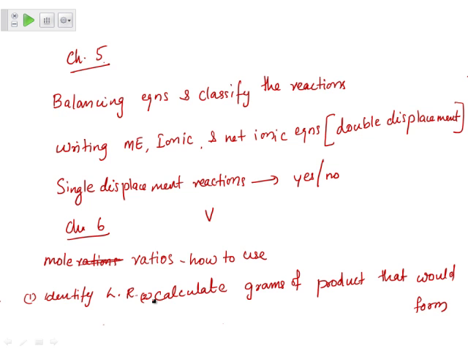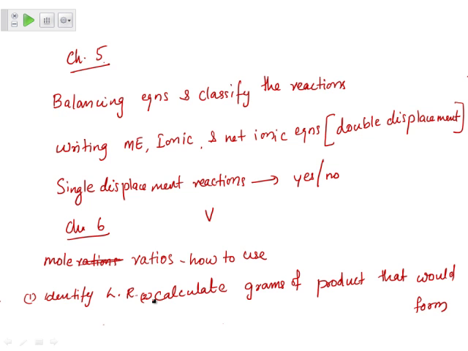Okay? Once again, if you are given more than what you need, that is excess, and the other reactant is the limiting reactant. If you are given less than what you need, then of course that is the limiting reactant. That is the first part. Now the second part is calculating the grams of product that would form. Now comes the concept that the limiting reactant determines how much product will be formed.